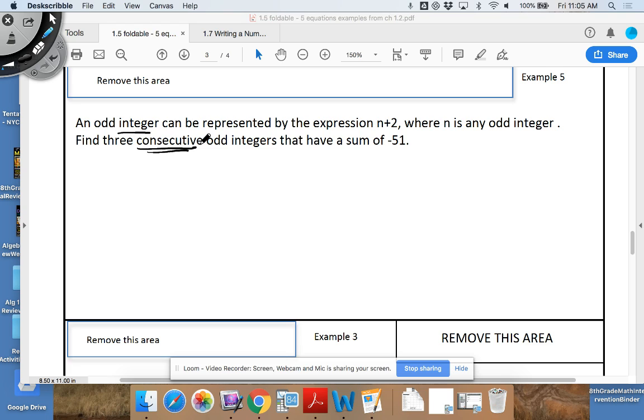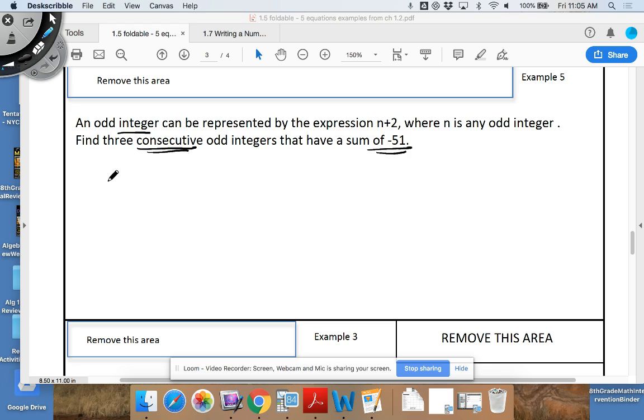Consecutive means in a row. So if you win 3 consecutive basketball championships, that means you won 3 years in a row. Consecutive means in a row. But 3 consecutive odd integers would mean like 1, 3, 5. Those are the odd ones in a row, but it skips those even ones, okay? So if they have a sum of negative 51.